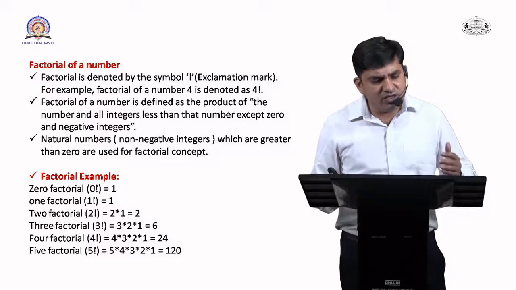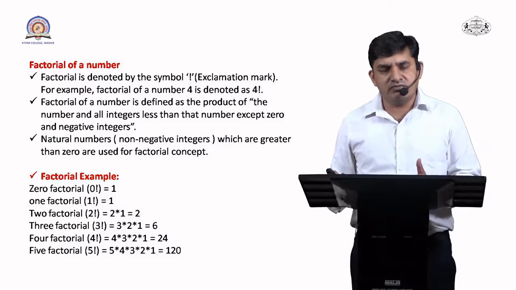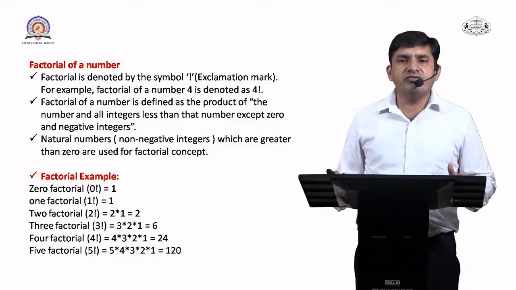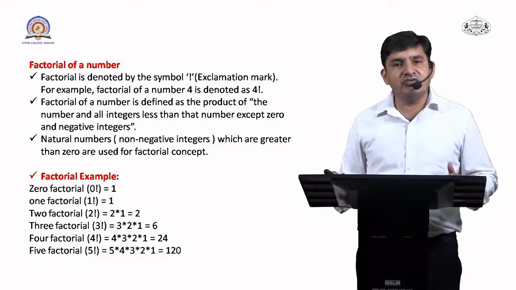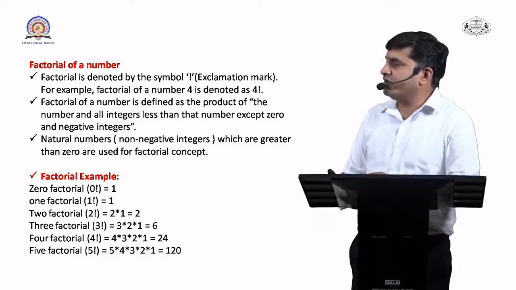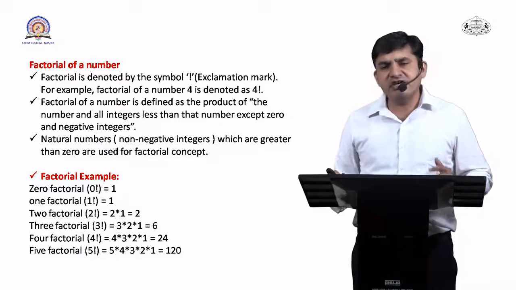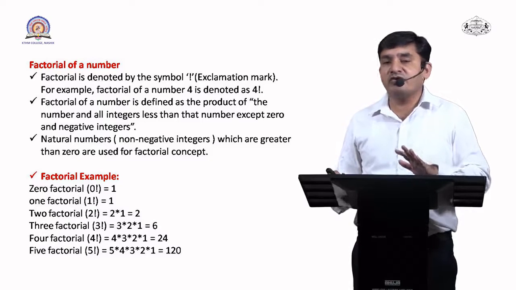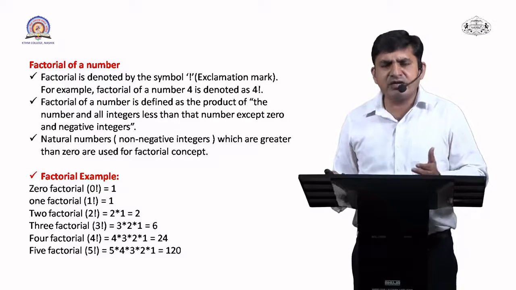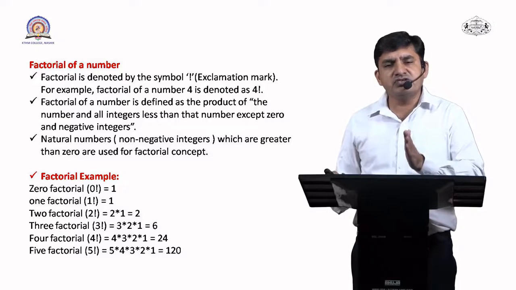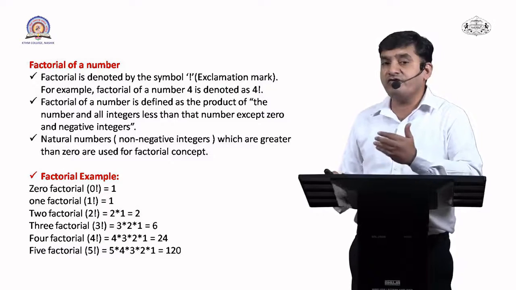Welcome. Now we have to see the algorithm, flowchart and program to find the factorial of a given number. The question arises, what is the factorial of a number? The factorial of a number is denoted by the symbol exclamation mark. For example, if we consider 4, then 4 factorial, that is 4 exclamation mark. And 4 factorial is 4 into 3 into 2 into 1. So that we get the factorial of 4.